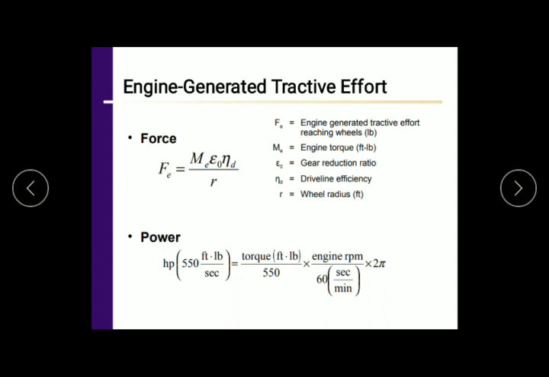Then the engine generated tractive effort. The engine generated tractive effort is given by Fe, which is equal to Me into epsilon 0 into Nd upon R, where Me is the engine torque, epsilon 0 is the gear reduction ratio, Nd is the driveline efficiency, and R is the wheel radius. Power required is torque into RPM, which is a simplified version of 2 pi NT by 60.